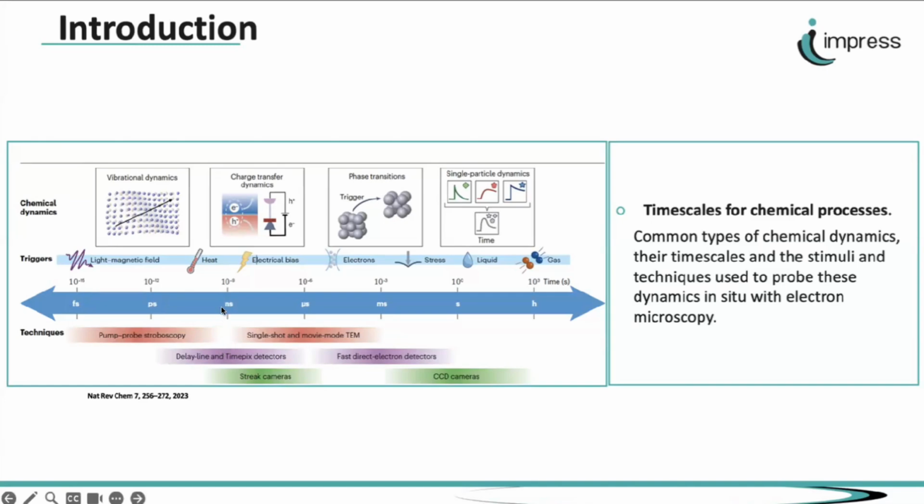nanoseconds. So this means for shorter time domains, we cannot work with the fast detectors. We need to provide enough electrons or enough signal and pass a stimulus on the sample to be synchronized with the detector, to be able to observe ultra short phenomena or transitions in material.